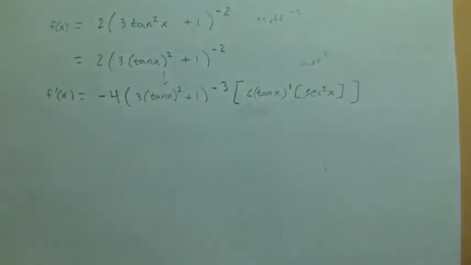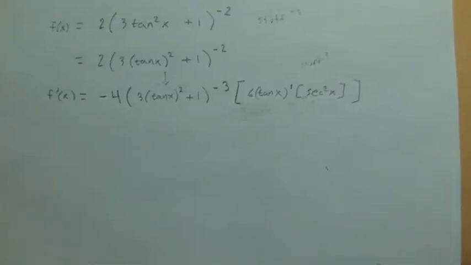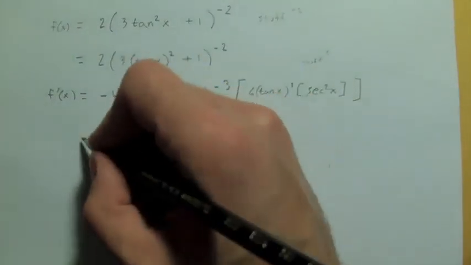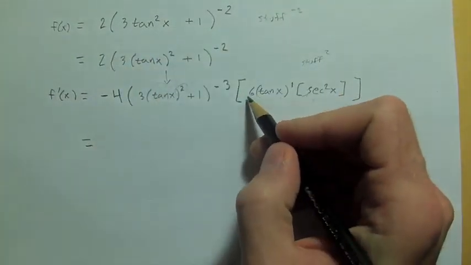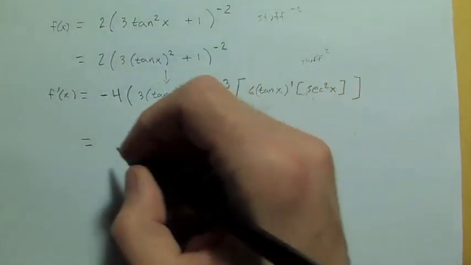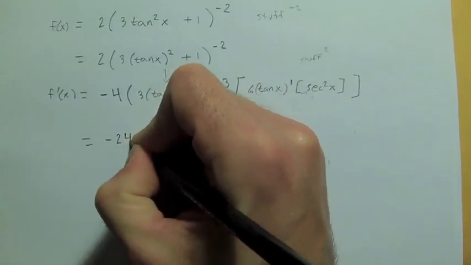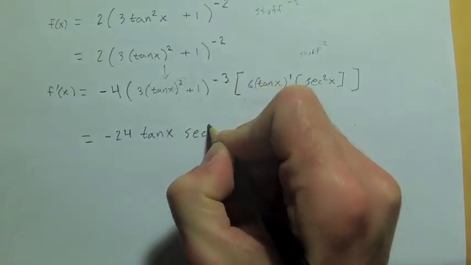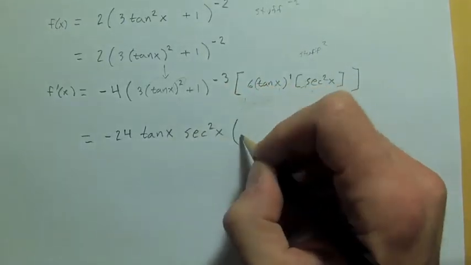So we can close off that bracket. I always like to put the derivative of this stuff in brackets like that. And the only thing I would really do from here is maybe move this stuff around. I have this 6 and the negative 4, so this will come out to be 24 tangent x secant squared x, then all times the quantity 3 tangent squared x plus 1 to the negative 3.